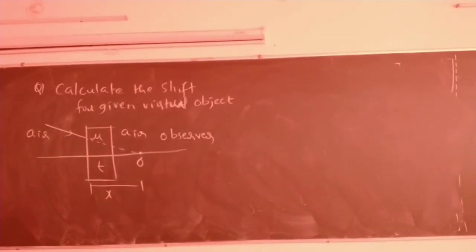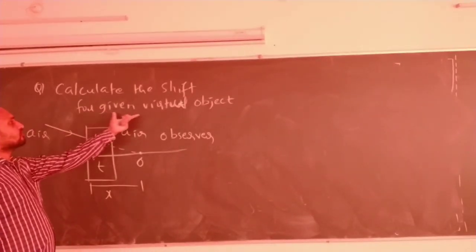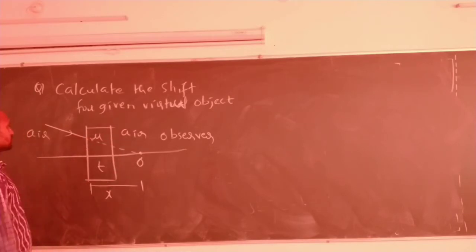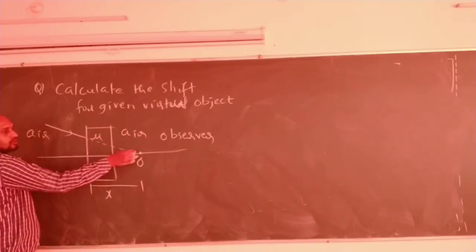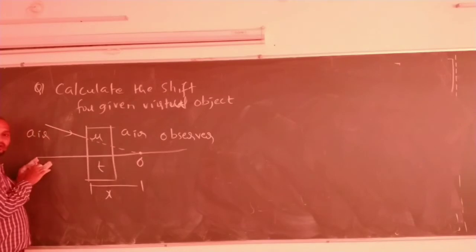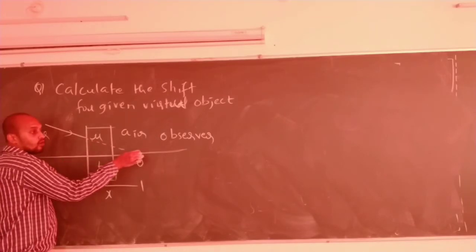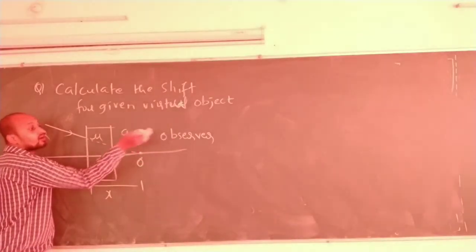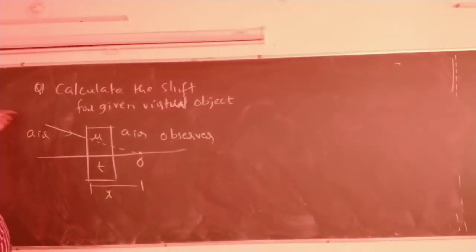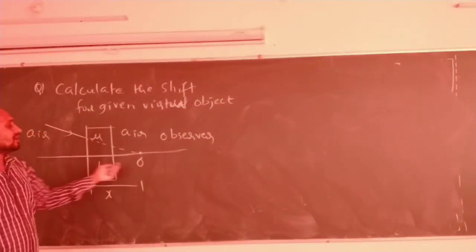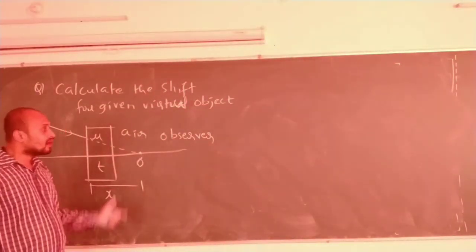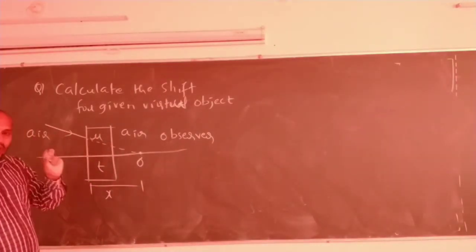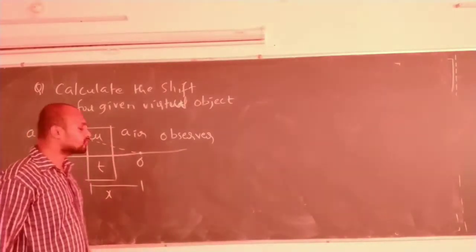One different scenario we have. Calculate the shift for a given virtual object. You see here, for this slab on virtual object, usually observer will be here, object will be here. But in this case, virtual object is in front of observer. Actually, object is somewhere. The light rays are coming from this side, here only. But virtual object is going to form. How to calculate the shift here? Once light change is there, that is why I have picked up this problem.